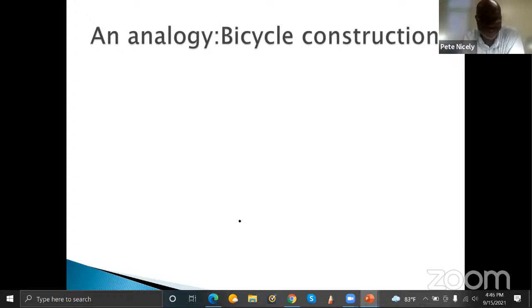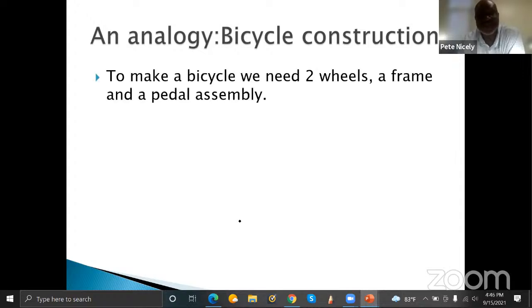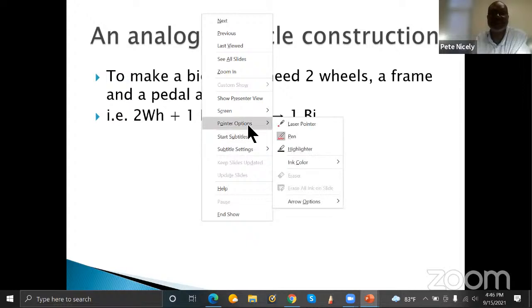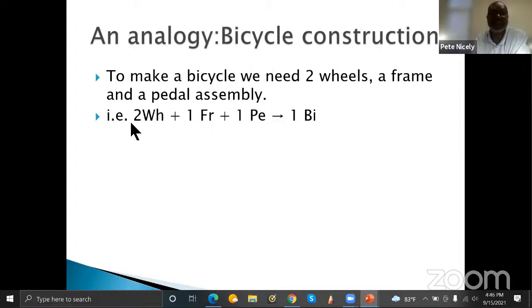construction of a bicycle. So let's say you're in the business of manufacturing bicycles, right? So in order to make one bicycle, one unit, you're going to need 2 wheels, a frame, and a pedal assembly, right? So we could use this equation here to represent what it takes to make one bicycle. You're going to need 2 wheels, 1 frame, and a pedal assembly. So that combination will give you 1 bicycle.